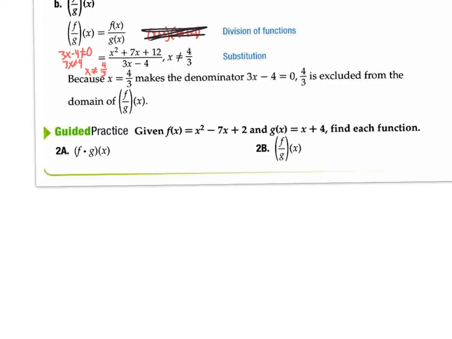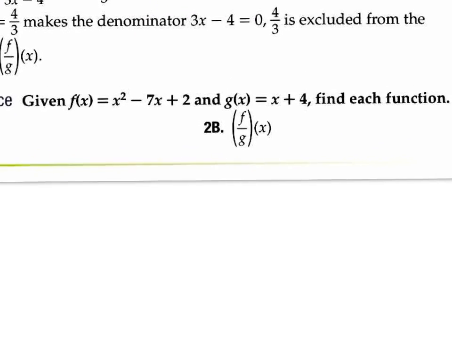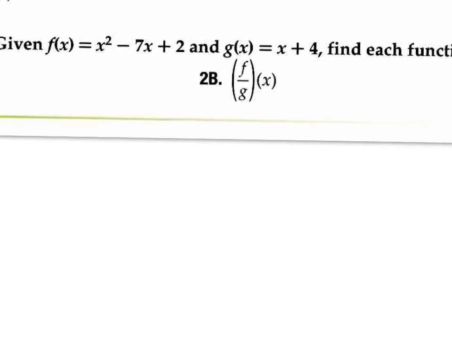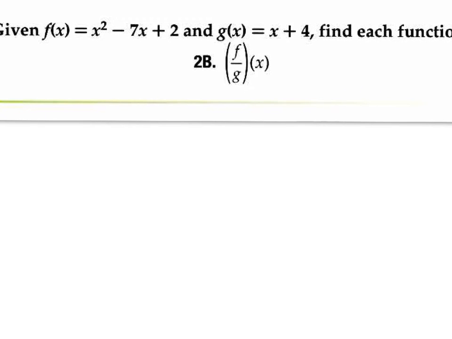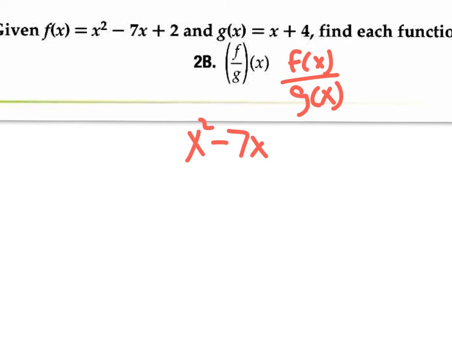So, how about you guys try 2b right now? Or not 2b, sorry. All you got to know is that f over g of x really means f of x divided by g of x. So what's the f of x function? It's x squared minus 7x plus 2. And the g of x function happens to be x plus 4. Once again, always try to factor the top and see if you might end up with the x plus 4, that way you could cancel the x plus 4s. But you can't factor the top, so you just leave it like that.